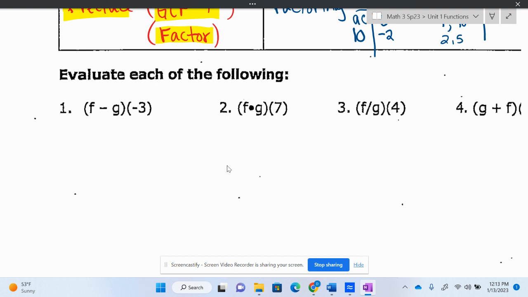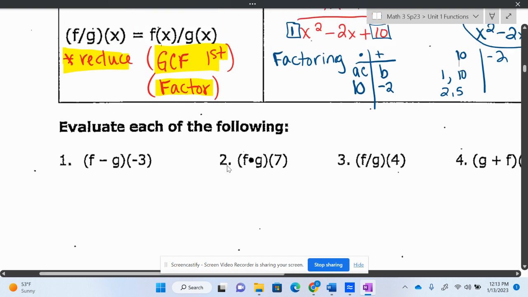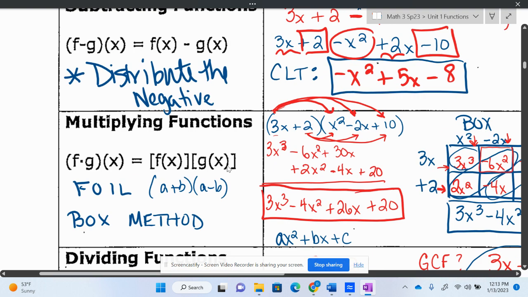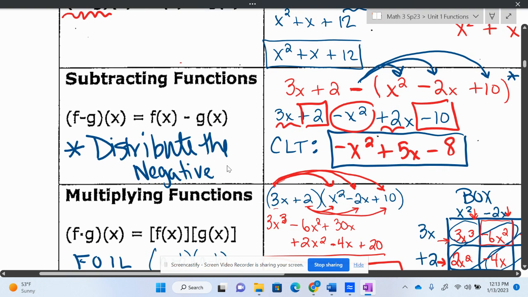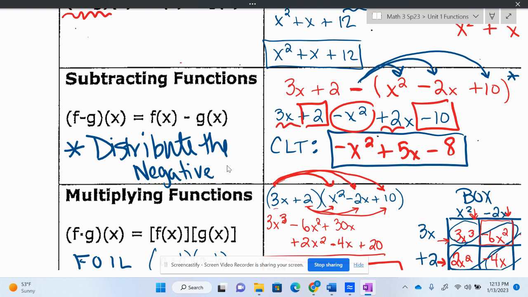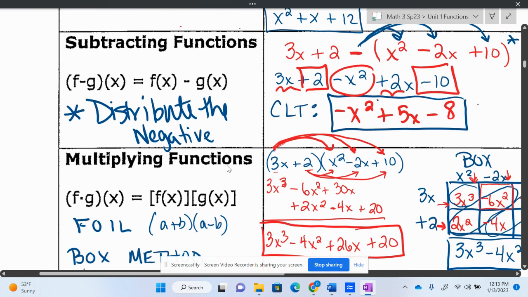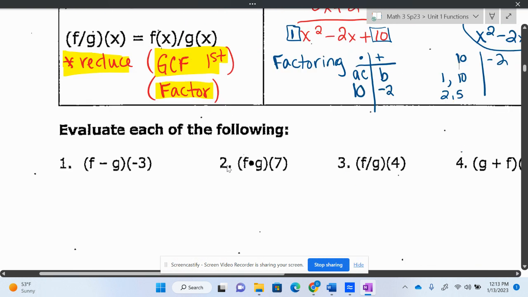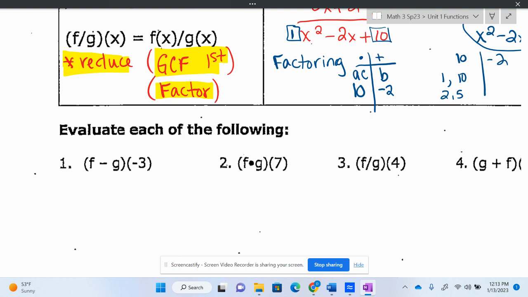Didn't we already do that? We did that up top under the subtracting functions. We did f of x minus g of x. And when we did that, we ended up with negative x squared plus 5x minus 8. So that's really what we're going to start with: negative x squared plus 5x minus 8.